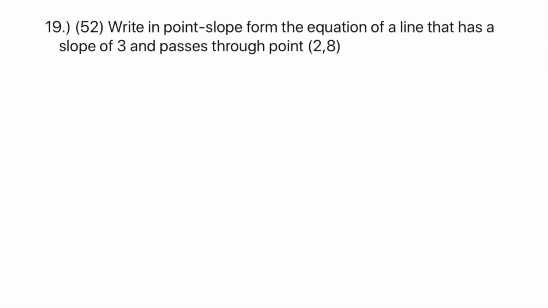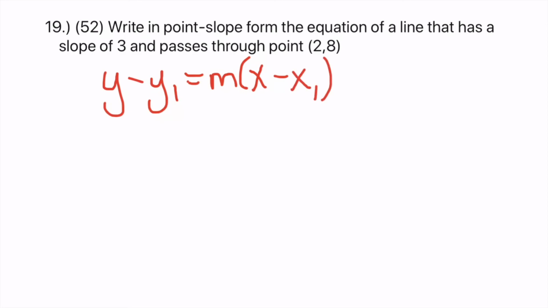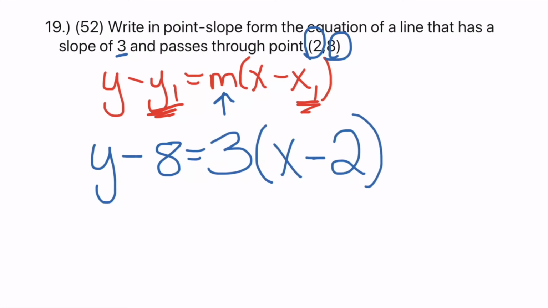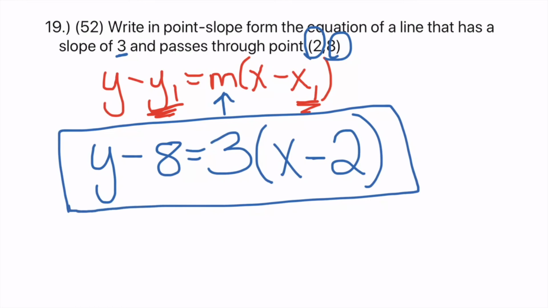19. Write in point slope form the equation of a line that has a slope of 3 and passes through (2, 8). So point slope form is y minus y1 equals m times x minus x1. So if you remember, we always plug our points into the second y, and the second x. So I'm going to rewrite this as y minus, and then I'm going to take my y value of 8 and plug it in for that y, equals m is always our slope, and they told us the slope is 3, so I plug in 3 there, times x minus, and then I plug in my x value to this second x. And that's it. They just want us to keep it in point slope form, so we keep it like that.